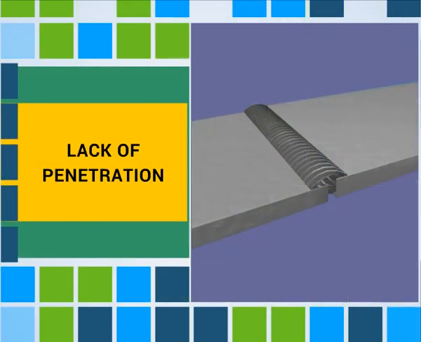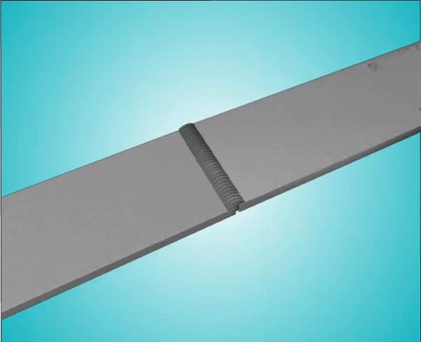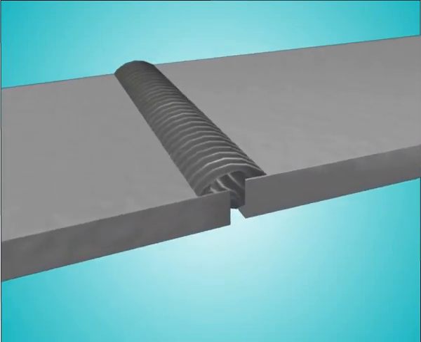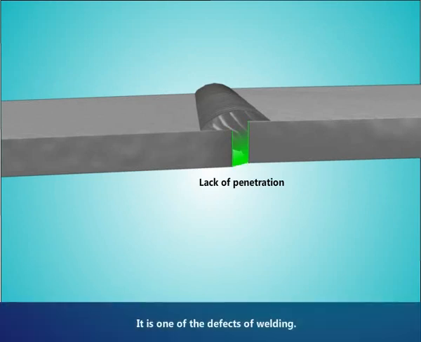Lack of penetration. Now we are going to see about lack of penetration of welding. Lack of penetration means that the weld depth is not up to the desired level. It is one of the defects of welding.